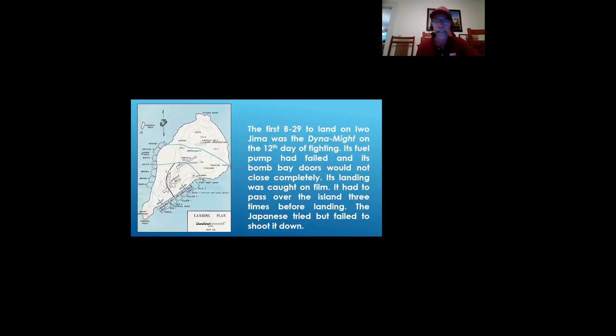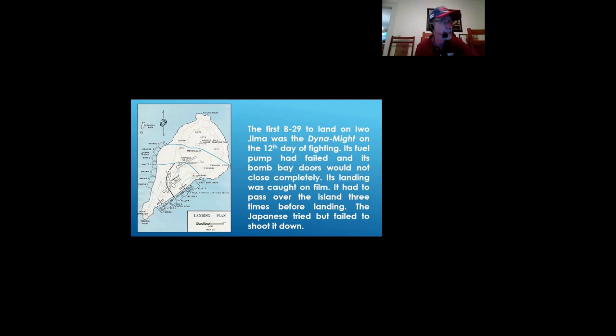Now, the first B-29 to land on Iwo Jima was a bomber called the Dynamite. It was on the 12th day of fighting. The Dynamite's fuel pump had failed and its bomb bay doors would not close completely. There was no way that bomber was going to get back to Tinian or Saipan.